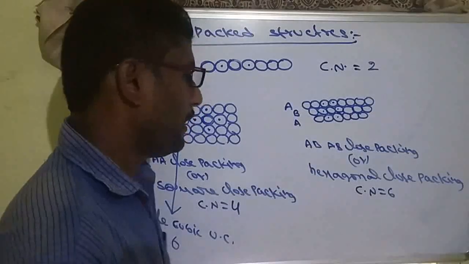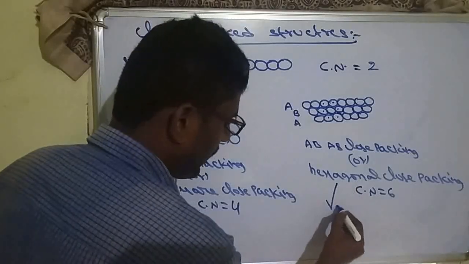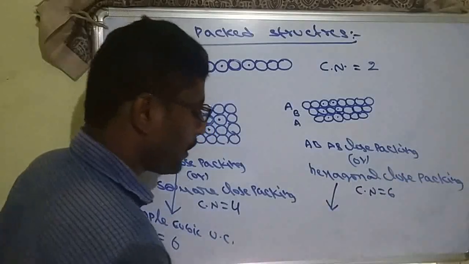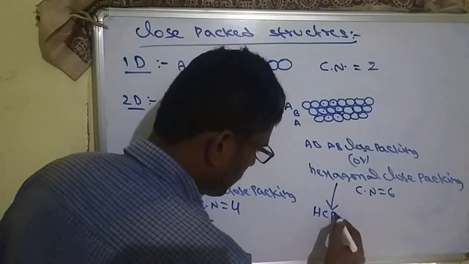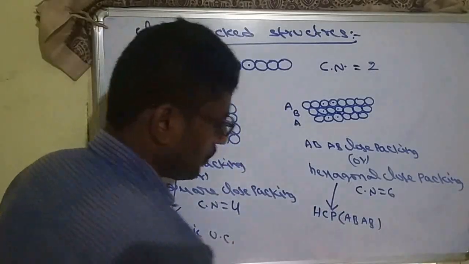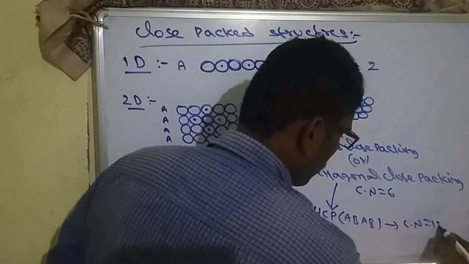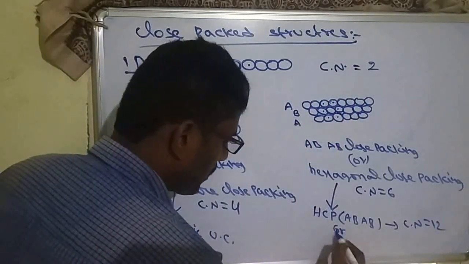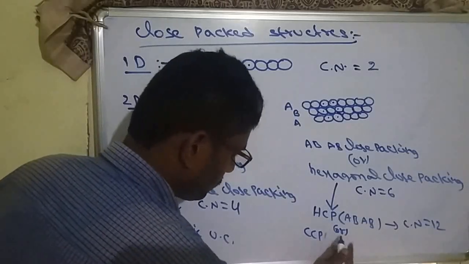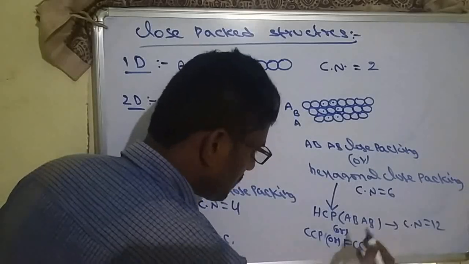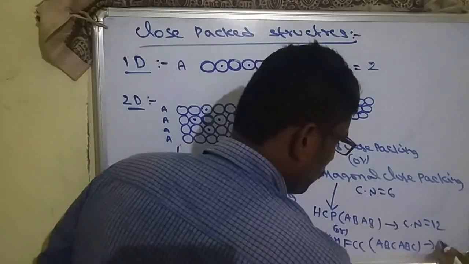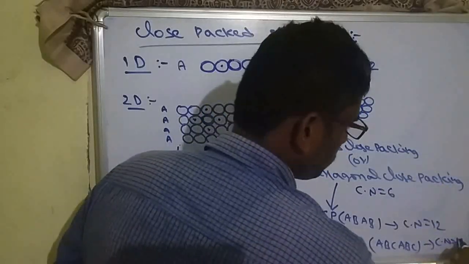Similarly, this AB close packing, when we are attaching in three-dimensional manner, then what do we get? We get two possibilities. One is called HCP or AB close packing, whose coordination number is 12. Another possibility is also there: CCP, also called FCC, which is also called ABC, whose coordination number is also 12.